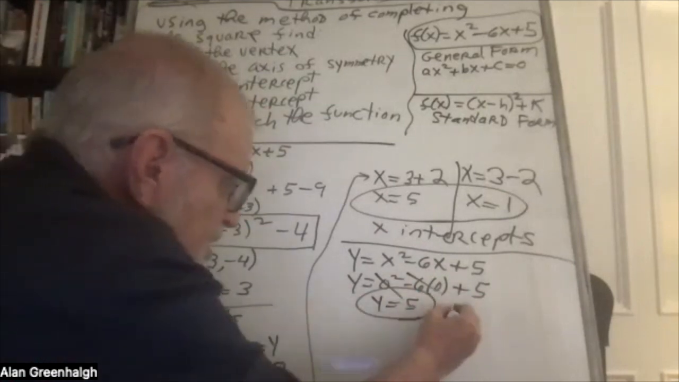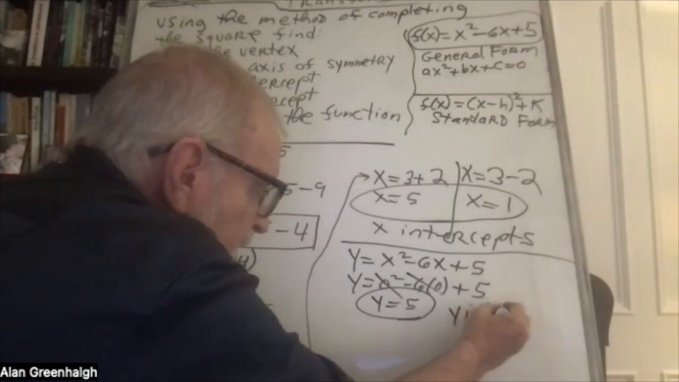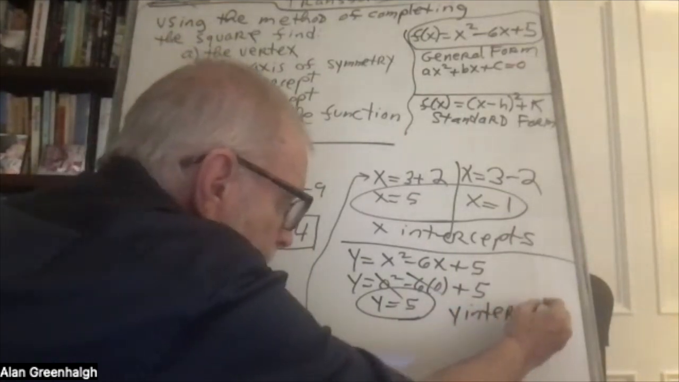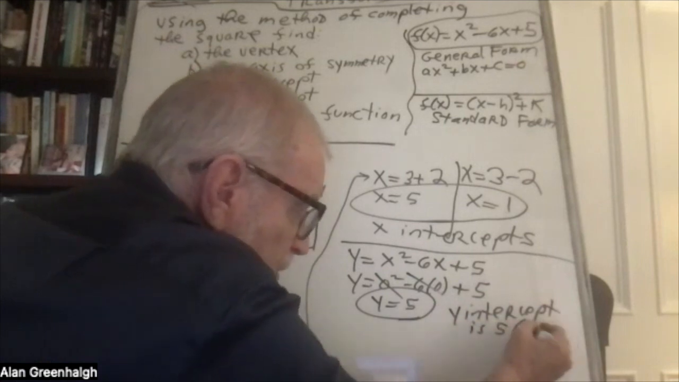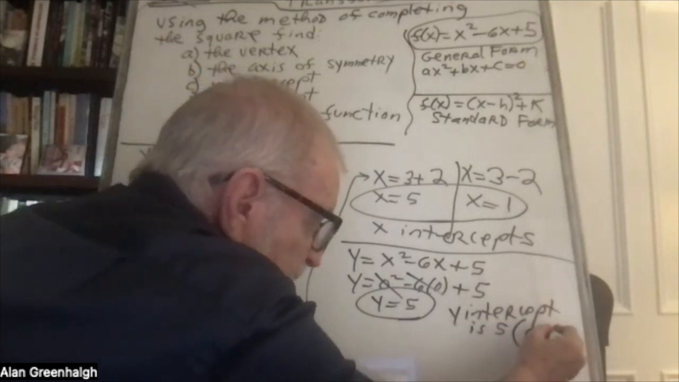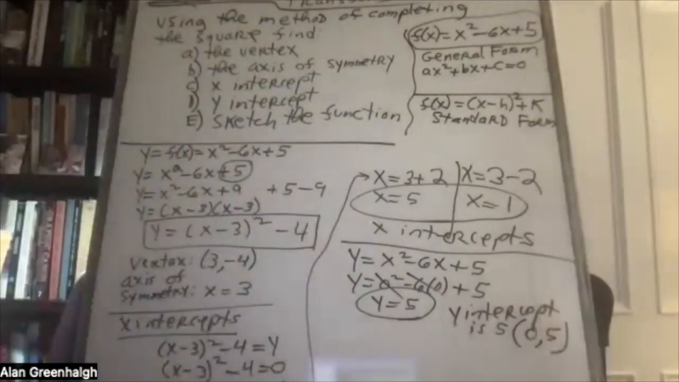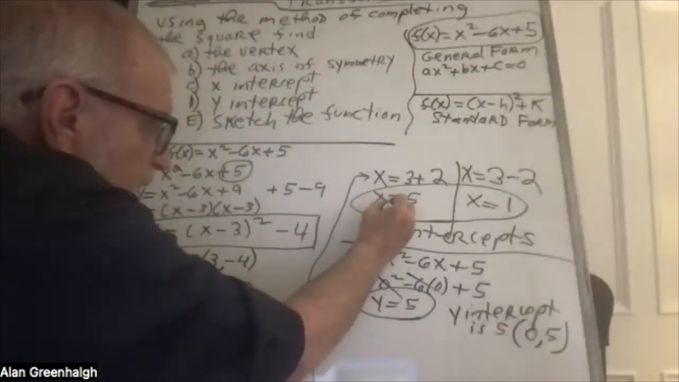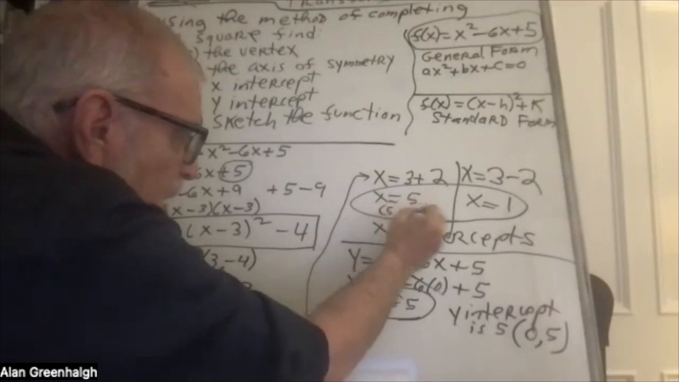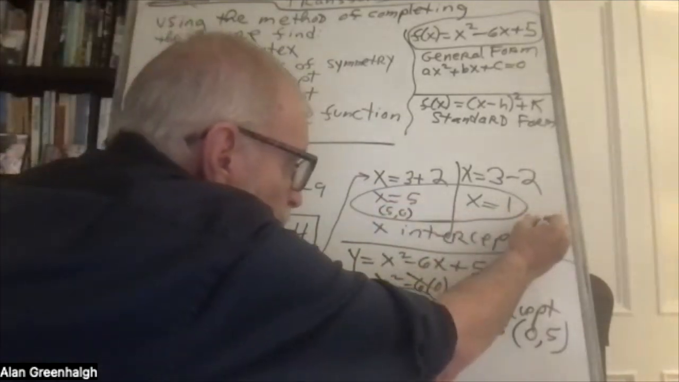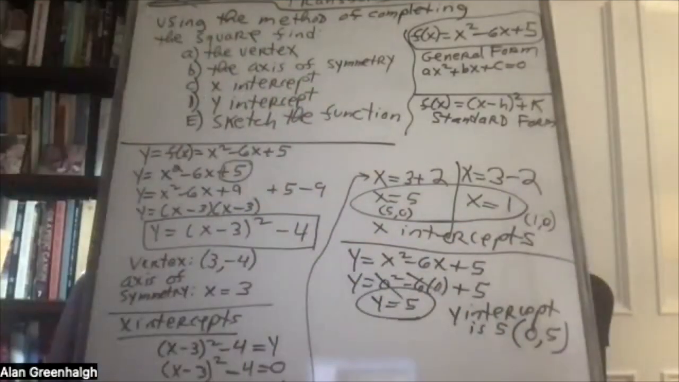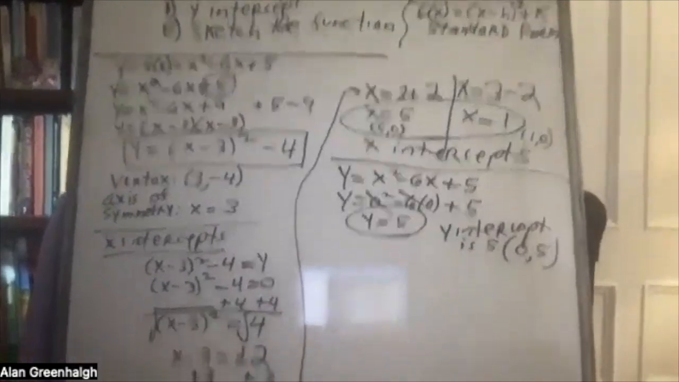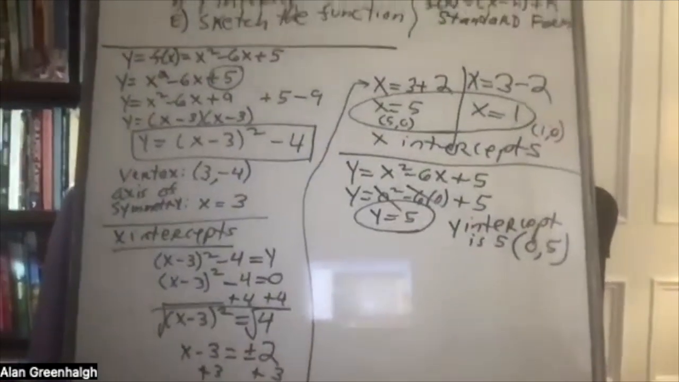The y-intercept is 5. Or on the graph, it'll be 0 for x, y is equal to 5. And the x-intercepts will be 5, 0, and 1, 0. All right, so we now have everything we need to do the graphing.